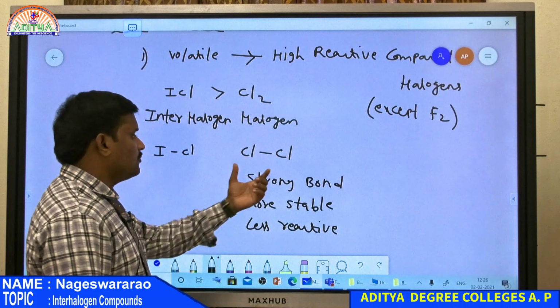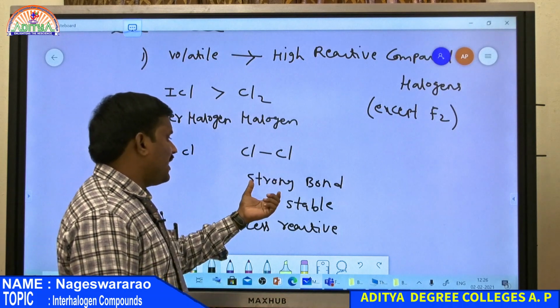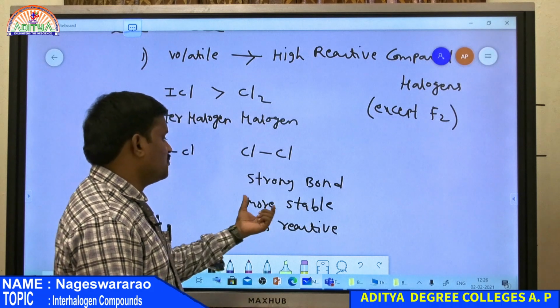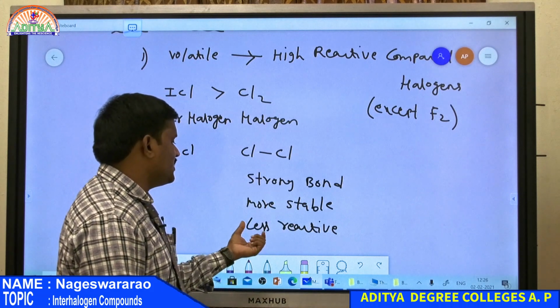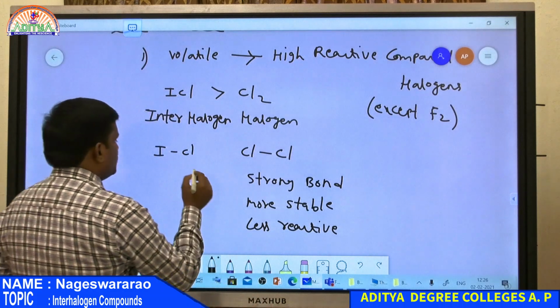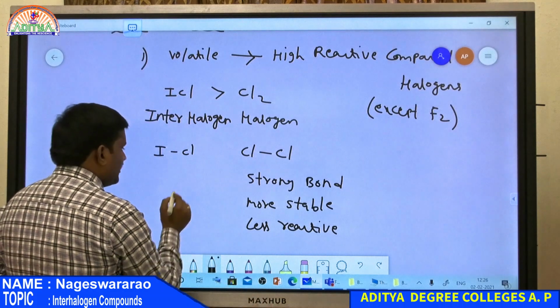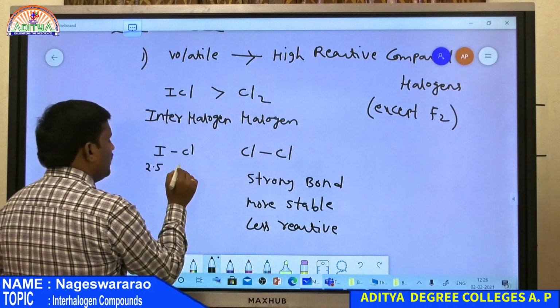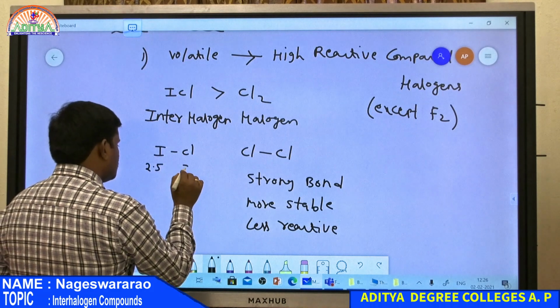Therefore, the Cl2 molecule has a strong bond between two chlorine atoms. That is why it is more stable and hence less reactive. Whereas in ICl, there is an electronegativity difference between chlorine and iodine. It is nearly 2.5 for iodine and 3.0 for chlorine.